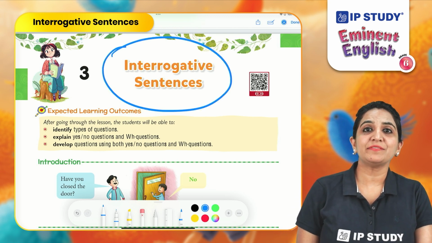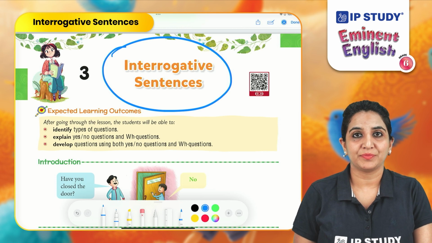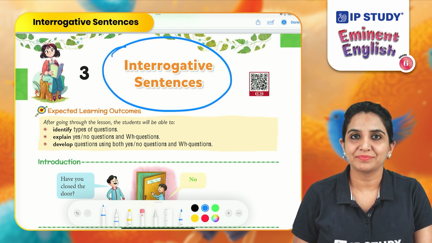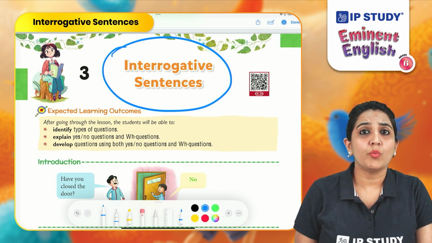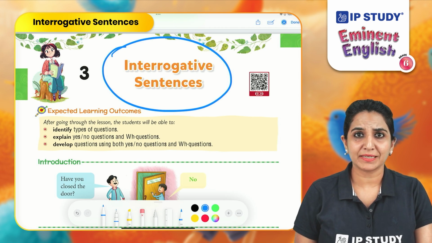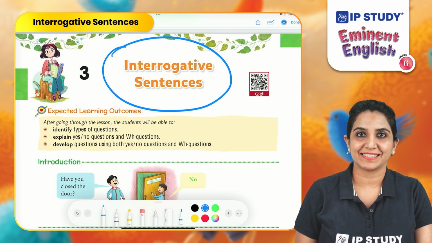An interrogative sentence is a sentence that asks a question. You use these sentences when you want more information. They always end with a question mark. You can use them to ask questions like, where do you live? What is your name? Are you coming to the party? These are all examples of interrogative sentences.